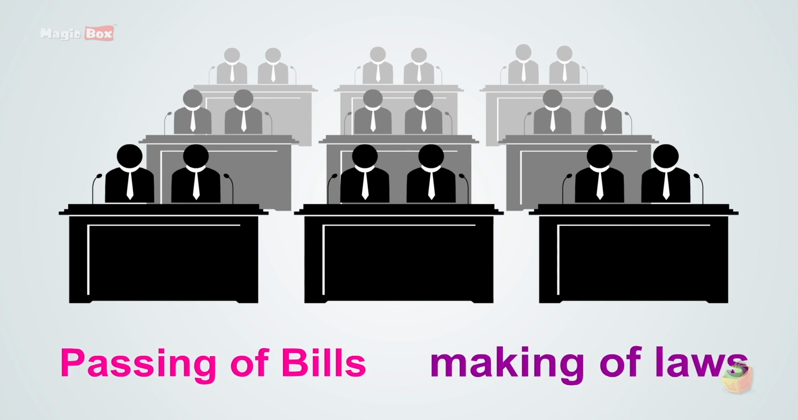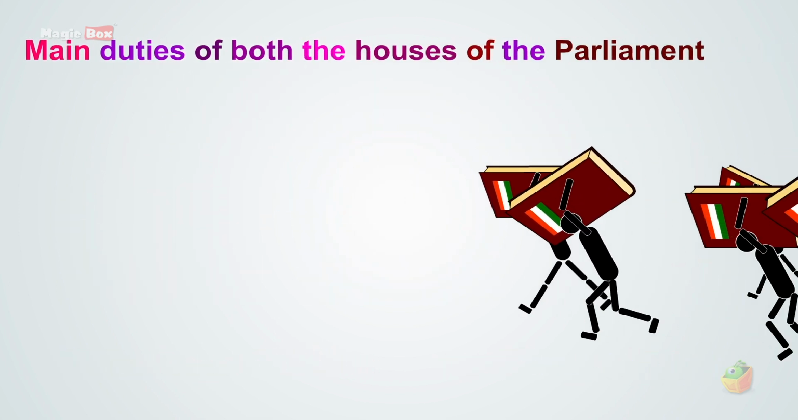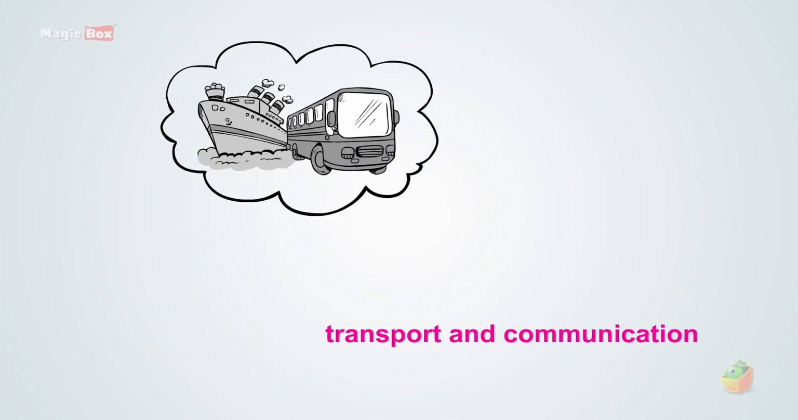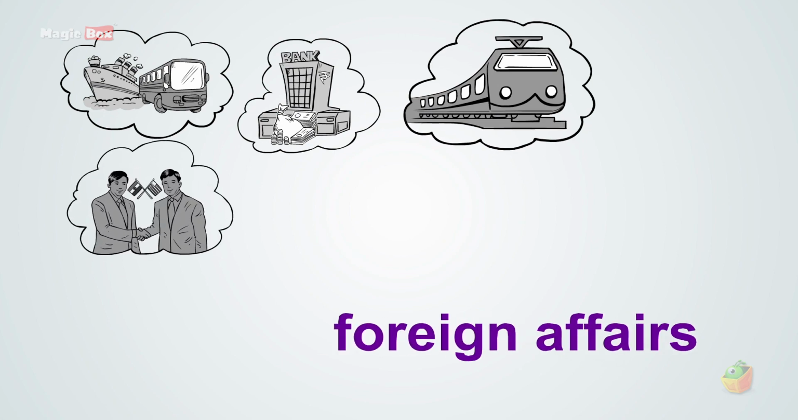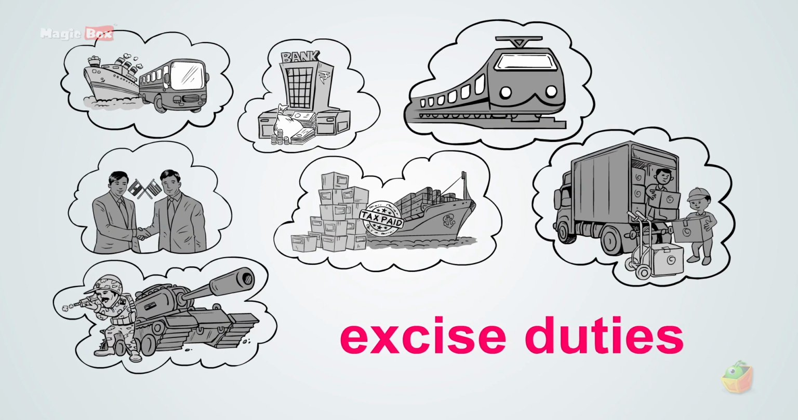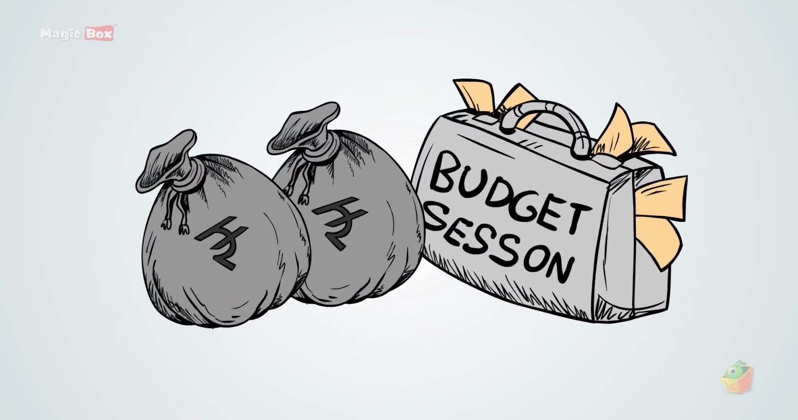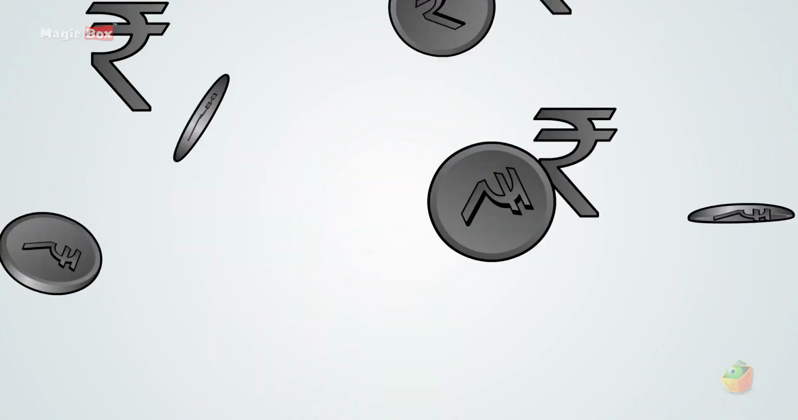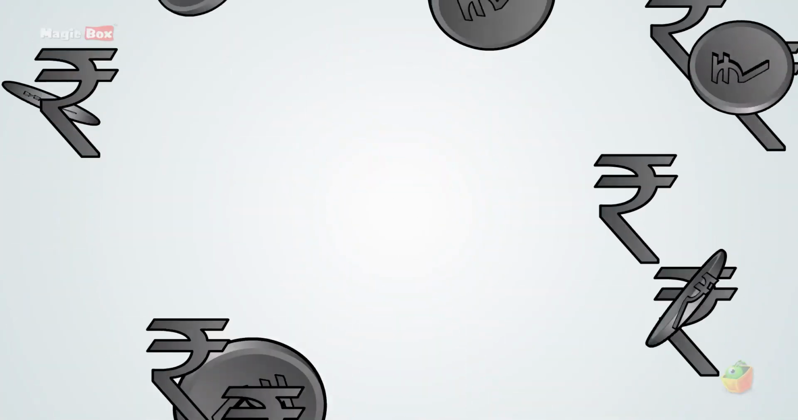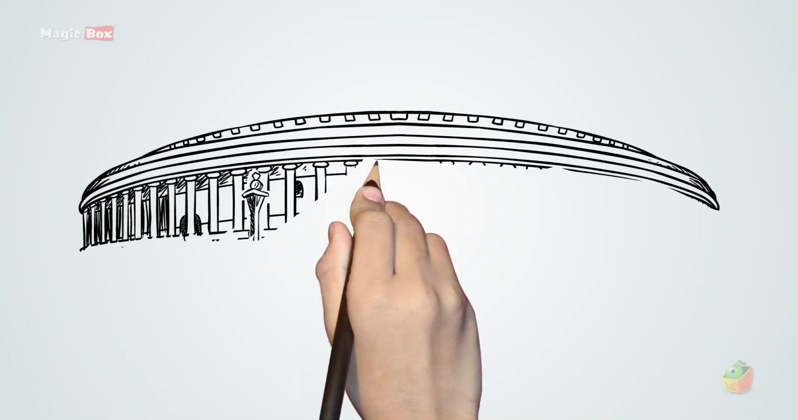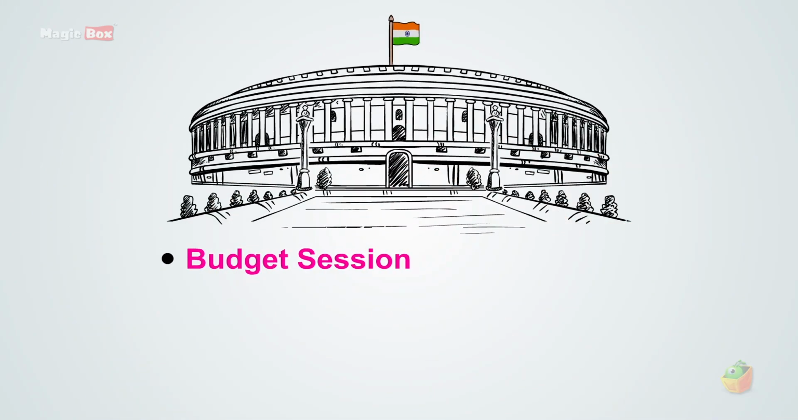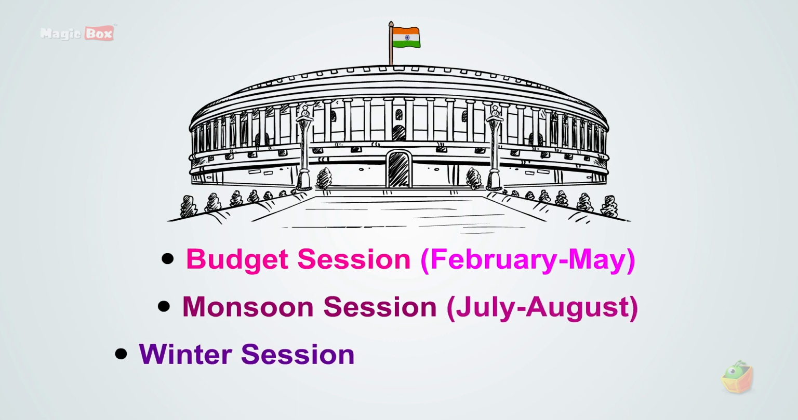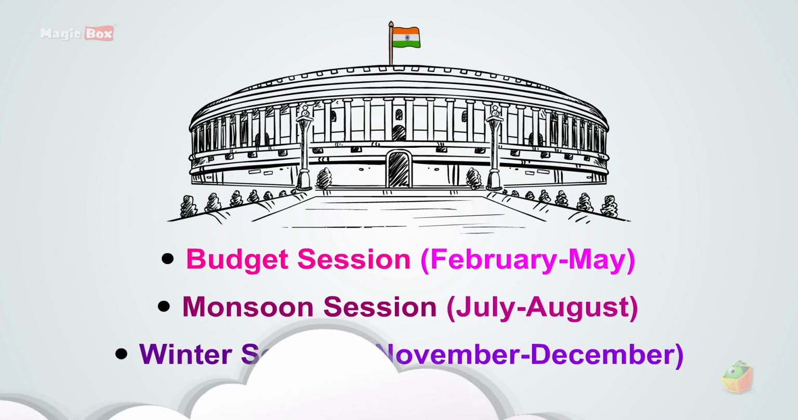Passing of bills and making of laws are the main duties of both the houses of the parliament. The parliament deals with transport and communication, banking, railways, foreign affairs, defense, customs, excise duties and others. The budget session in the parliament is one of the most important sessions because it decides the financial management policies of the country. Normally, 3 sessions of Parliament are held in a year: budget session from February to May, monsoon session, July to August, winter session from November to December.